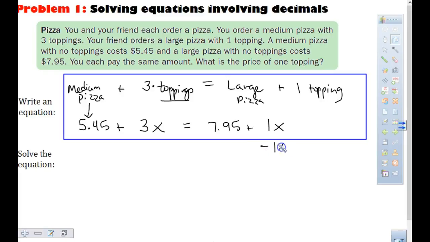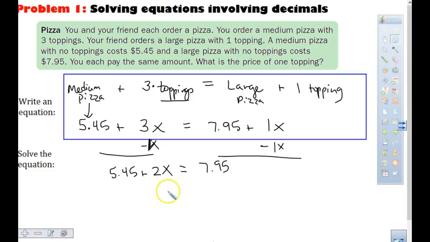Subtract our 1x from both sides. Always move your smaller one, and you're going to see when we get into inequalities why I'm kind of picky on doing it that way. So we have 5.45 plus 2x is equal to 7.95.